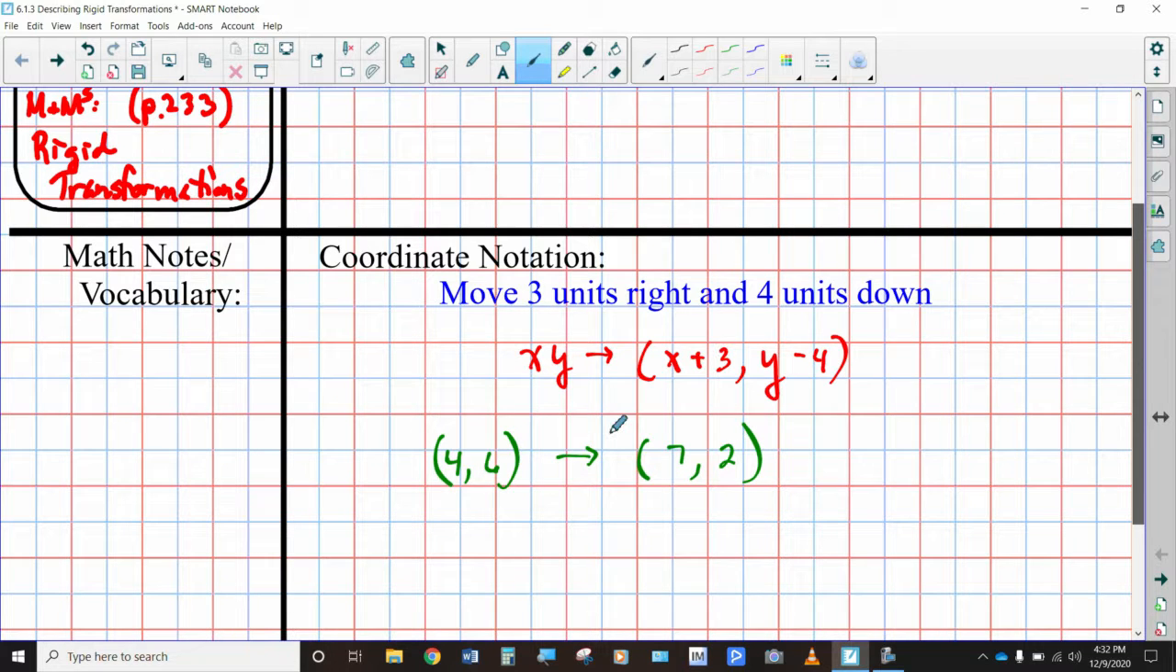It's convenient to be able to find out the new location without actually having to create a coordinate grid and do the counting and plotting and translate it to where it needs to go, and then look at the coordinate grid to determine, oh, this point that used to be here is now at 7, 2. So it makes it a little bit easier sometimes to have it in coordinate notation, which is why I introduced that first when we were doing 6.1.1 rather than have you write out the words.